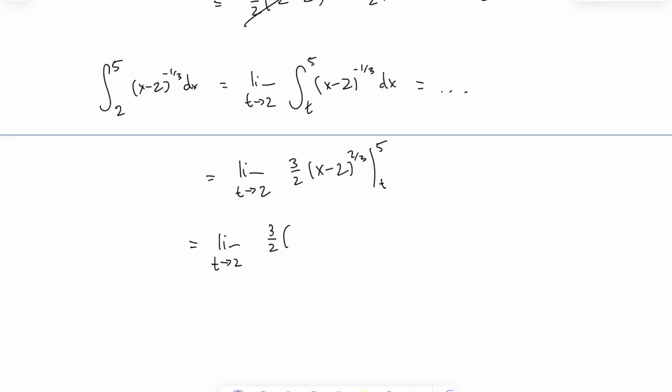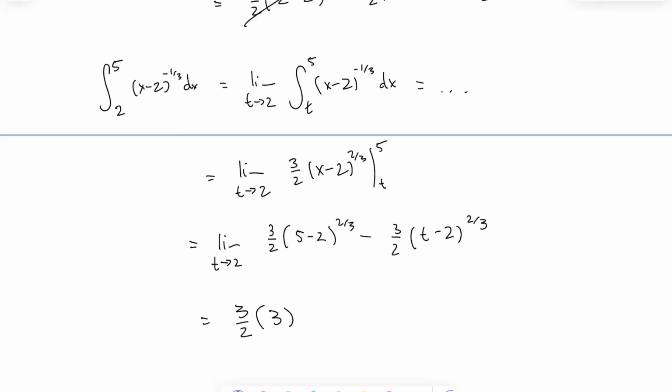So 3/2 (5 minus 2) to the 2/3. That is just some real number. And then 3/2 (t minus 2) to the 2/3. And what happens when t goes to 2? This becomes 2 minus 2, so that becomes 0. And the answer is just whatever that first thing is. In the limit, the second term becomes 0 because it's going to say 2 minus 2. So that is the whole answer.